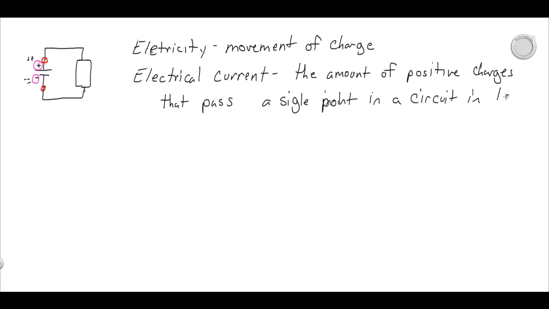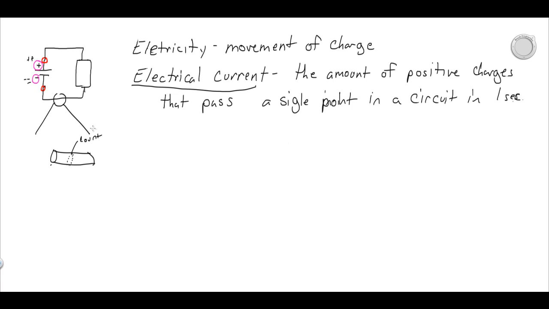in 1 second. Okay, so if I were to look at a wire in my circuit, I'm going to zoom in on this little spot right here. The wire is going to look like a cylinder. And then if I were to pick one little spot in here, and I were to count all of the charges that come through, so I'm going to count right here in 1 second. So the number of charges that come through in 1 second, that would be my electrical current. Okay, so it's the amount of positive charges that pass a single point in a circuit in 1 second.